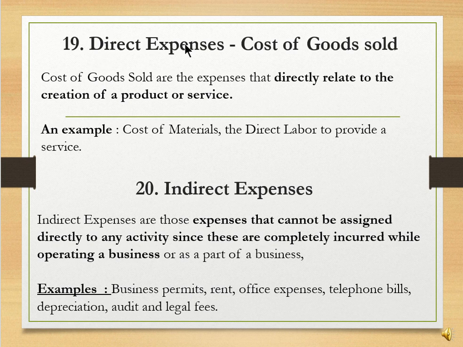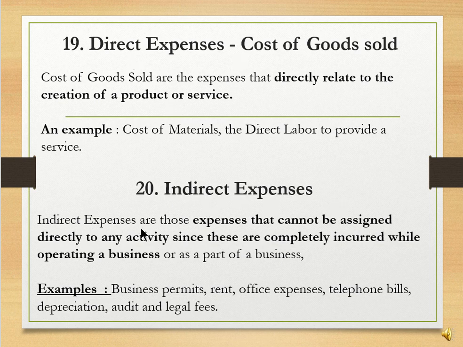Next question is direct expenses. Direct expenses are usually cost of goods sold. So cost of goods sold are the expenses directly related to the creation of a product or service. Example, cost of material, direct labor or factory rent, which are directly related to manufacturing of a product, are called direct expenses.